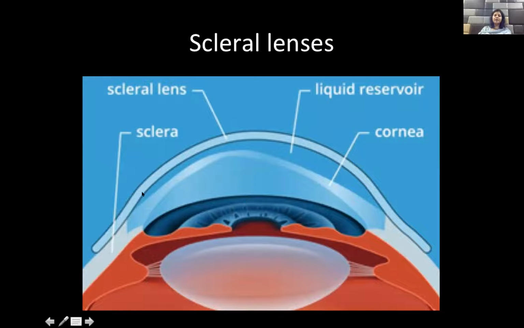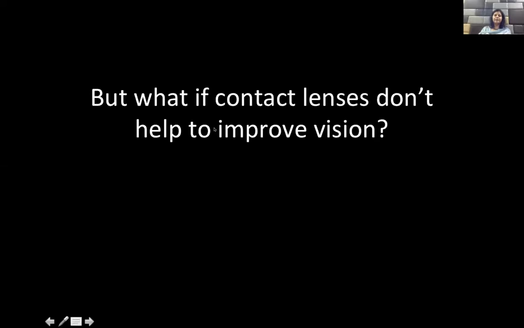Okay, and here there is a fluid reservoir which is between the posterior surface of the lens and the cornea. So your normal rigid contact lens sits on the cornea, while the scleral lens would sit on the sclera. And then you have this anterior surface of the lens which forms a smooth refracting surface.